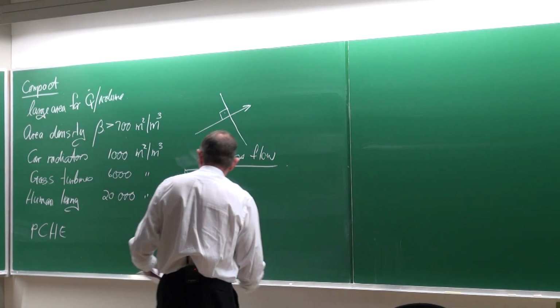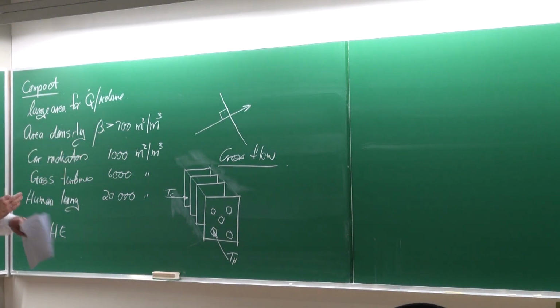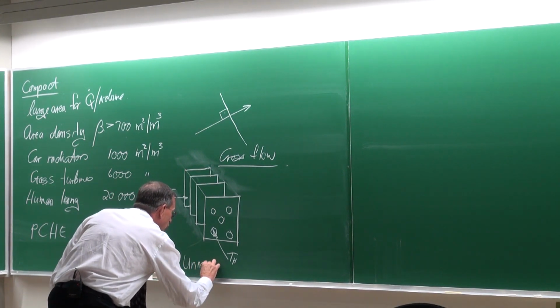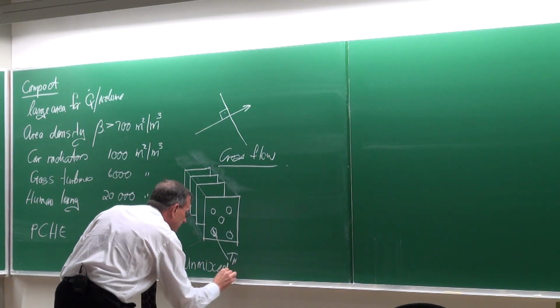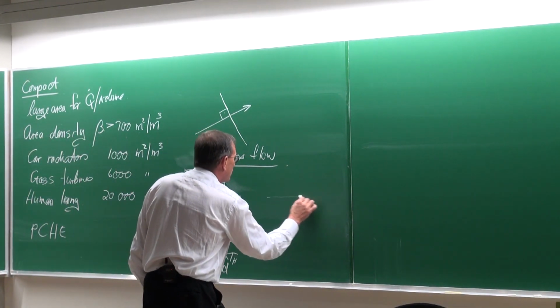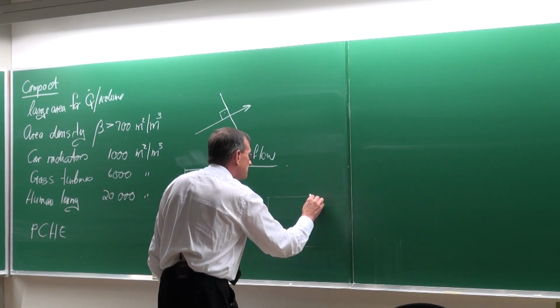Cross-flow, so they're very easy to identify in terms of the flow direction, which is approximately 90 degrees. And this is called an unmixed cross-flow heat exchanger. Why unmixed? Well, if you look at the next type of configuration, then you'll see what I mean.